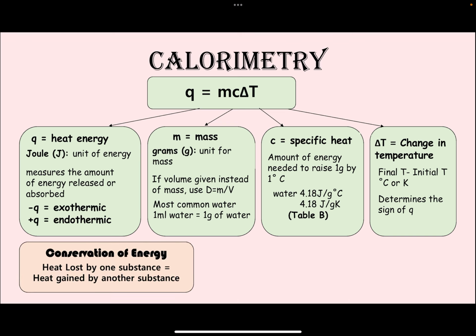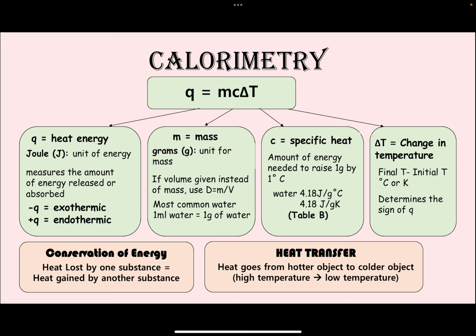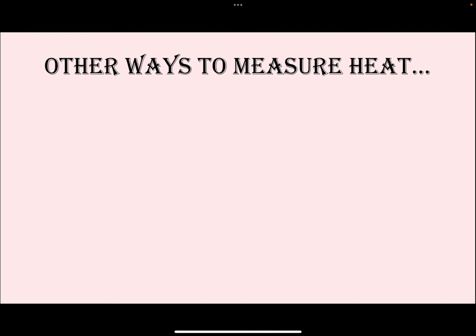So remember that calorimetry works based on the law of conservation of energy, which means the energy that is lost by one substance is going to be absorbed by the other substance. The thing that is hotter is going to release energy, and that energy is going to be absorbed by the colder object. So energy always transfers from high temperature to low temperature.